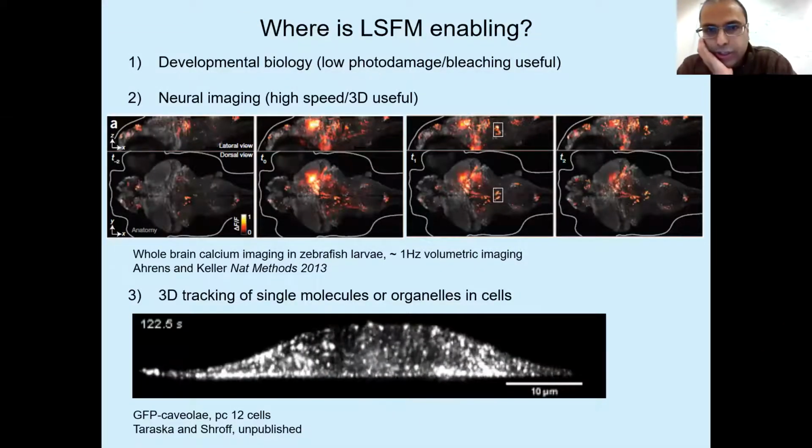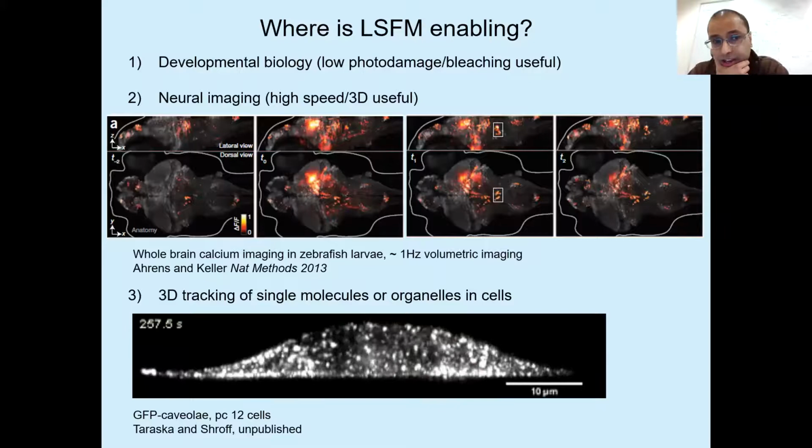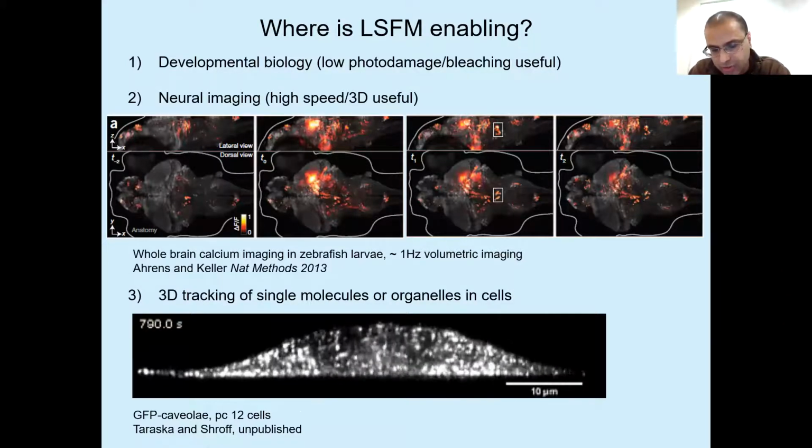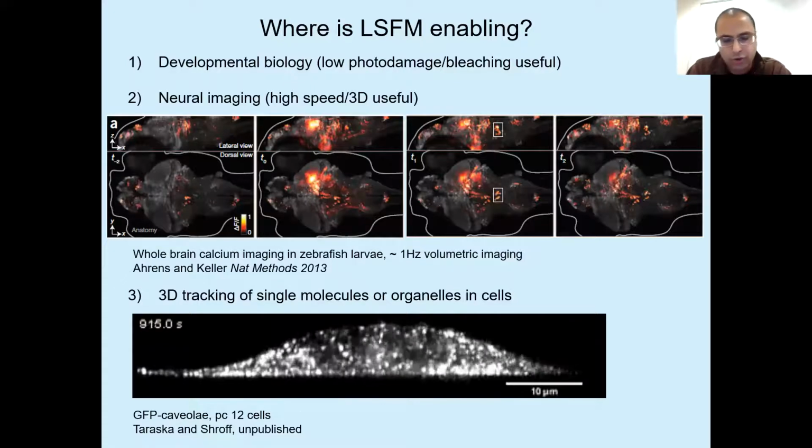Where is this technique really enabling? In my opinion, one area is developmental biology, where the sample is really delicate and you want to minimize photo damage or photo bleaching, right? This is where the advantage of using light sheets over illuminating the whole volume can be enabling.